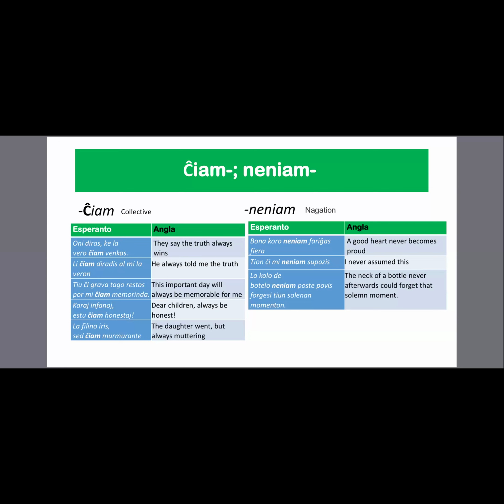I can say Amina always sings. Amina chiam cantas. But chiu is everyone. Chiuj venos: everyone will come. Chiuj manĝas: everyone eats. You can see that there is a difference. But when you say neniam, it is a negation. For example, neniam is never. Neniu is no one. Nenio, nothing. So you can see that there is a time, because always is a time. So I think you understand. If not, we can go through some examples. I have understood. Thank you so much.